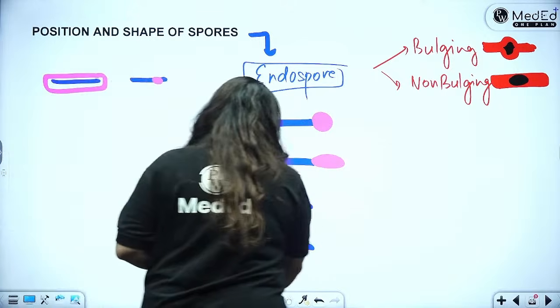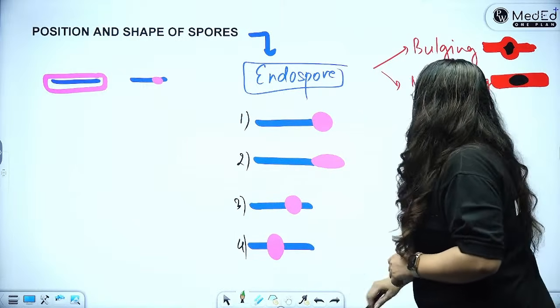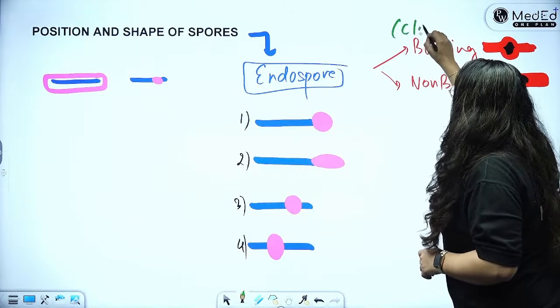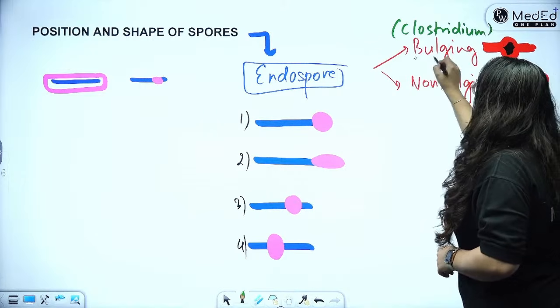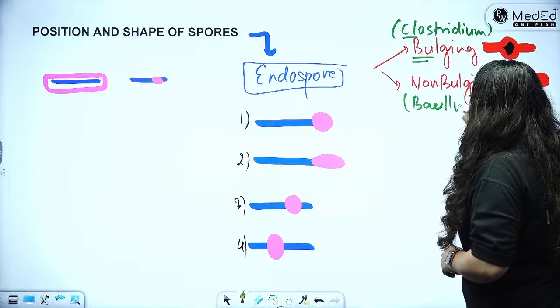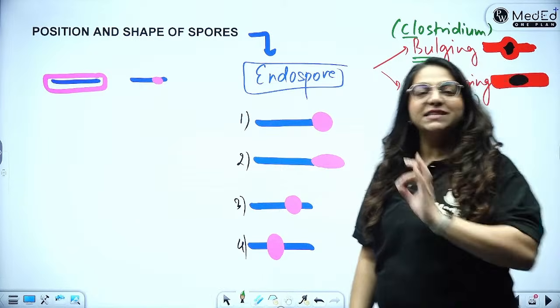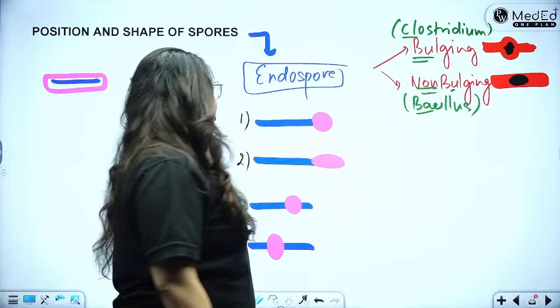Bulging spores are produced by the Clostridium group. You remember B and C, so B is not B. Bulging is Clostridium, whereas the Bacillus group is non-bulging. So B is not B: Bacillus is non-bulging, whereas Clostridium is bulging.